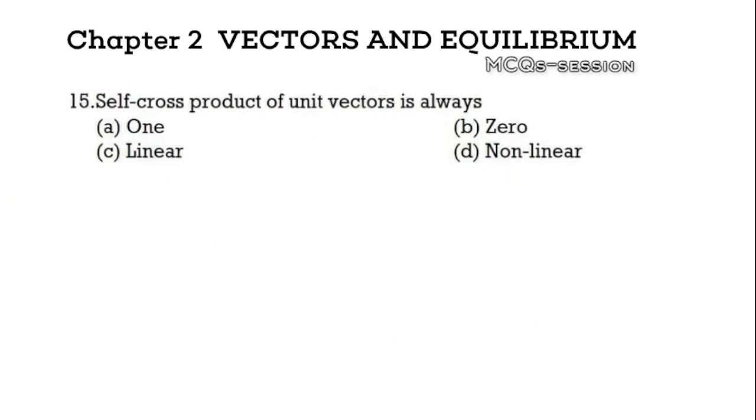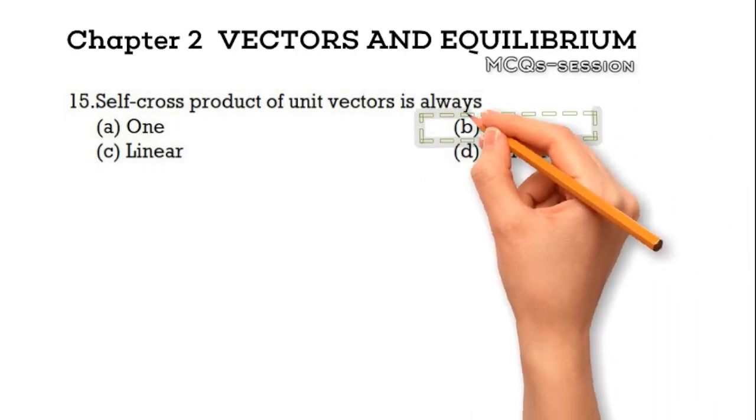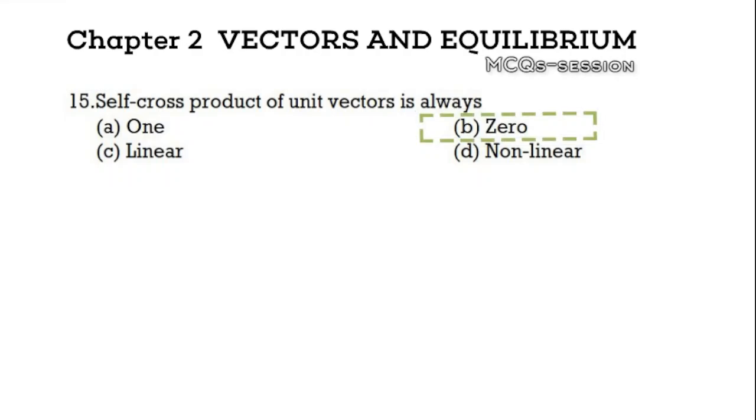Question 15. The self-cross product of unit vectors is always? Options: A, 1, B, 0, C, linear, D, nonlinear. Pause here and guess. The correct answer is B, 0. Explanation. When a vector is crossed with itself, the result is 0 because the sine of 0 degrees is 0.